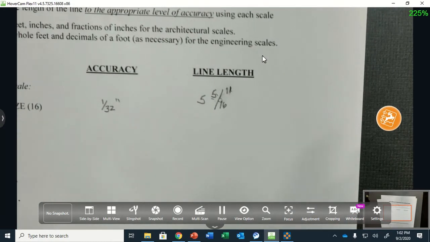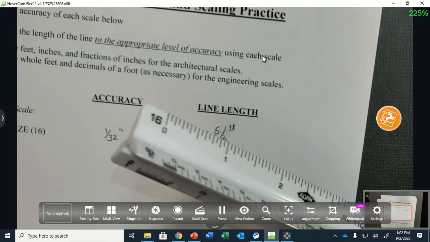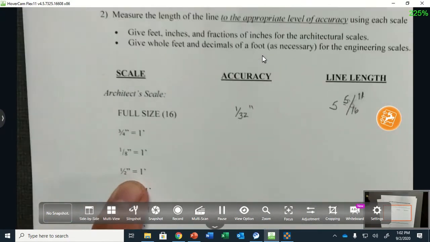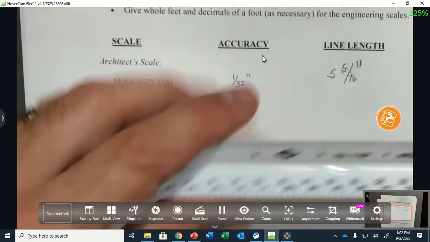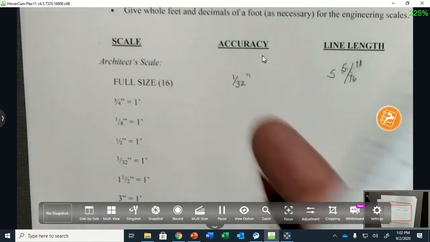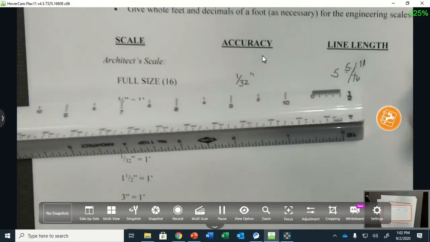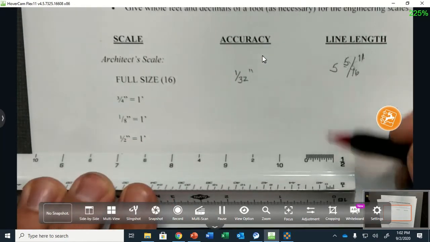All right, let me do one. Let's do 1/2 inch equals 1 foot for another scaling practice. So I find my 1/2 inch scale. Here's my 1/2 inch scale. First of all, I've got to figure out my accuracy. So I'm doing 1/2 inch equals 1 foot.